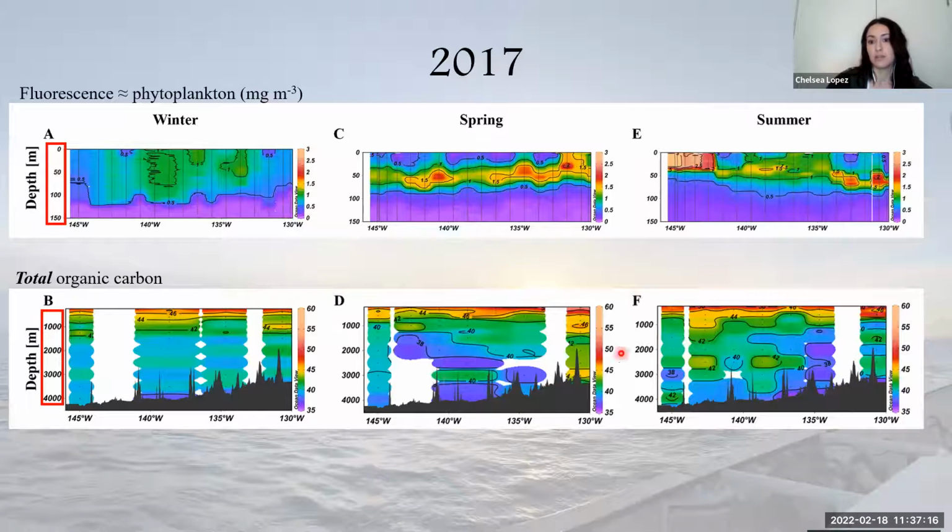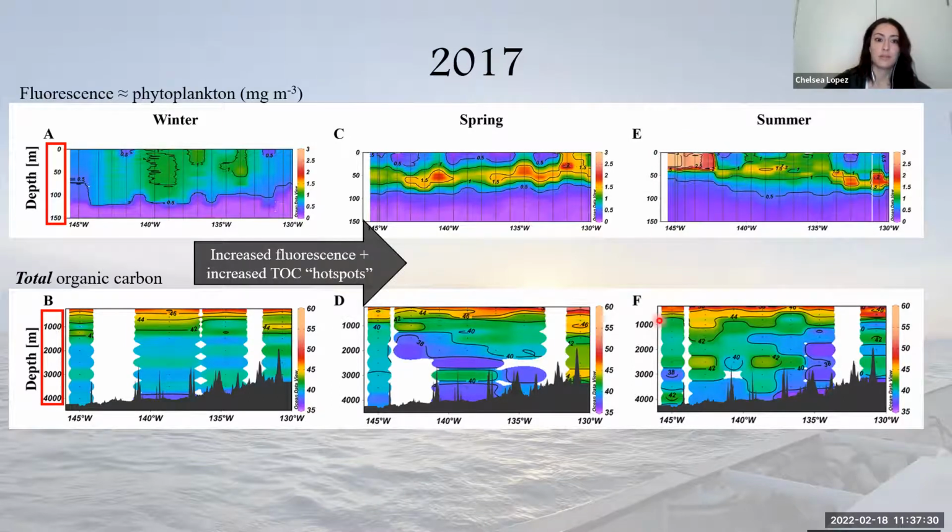And then by summer, you can see more of the heterogeneity. So deep export going on, releasing DOC, particularly here where you have high levels of phytoplankton. So we can assume that the increased fluorescence is correlated with the increased TOC hotspots through carbon export.